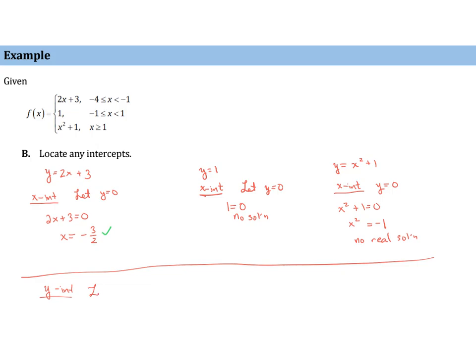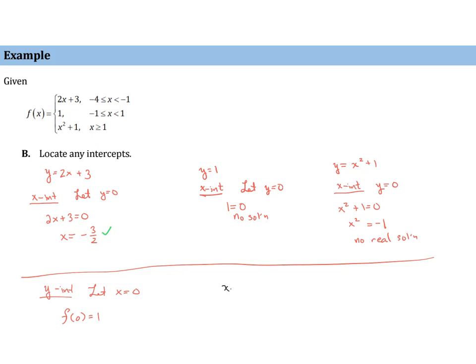So let's let x equal 0. I don't have to worry about all three pieces because I only have to worry about the piece where x is allowed to be 0, namely on this middle interval. So we are looking at f of 0, which is 1. And that is our y-intercept. So let's go ahead and see all the information that we have at this point.